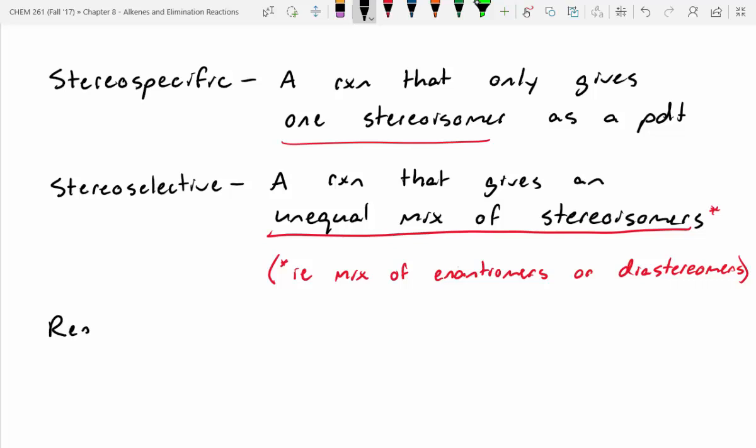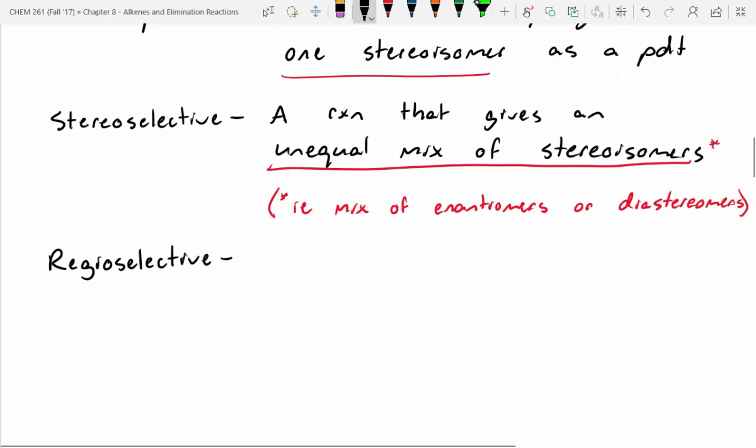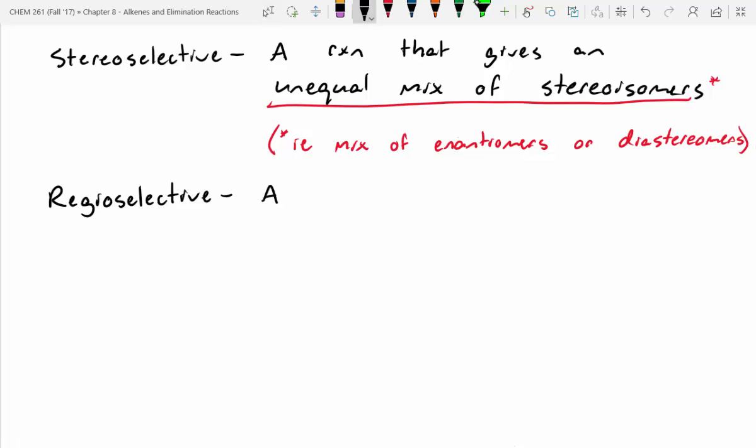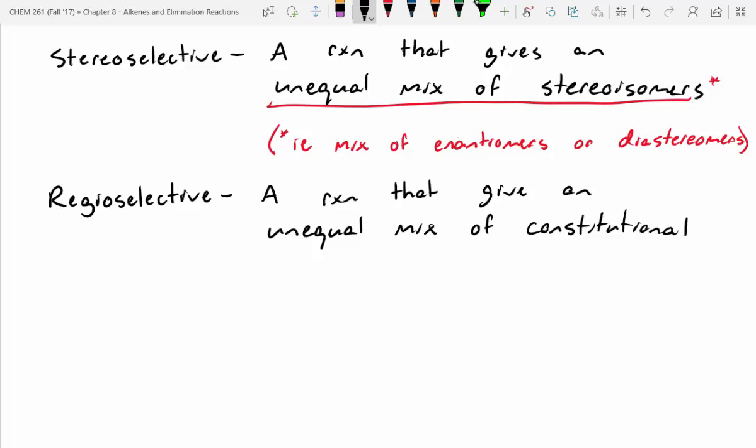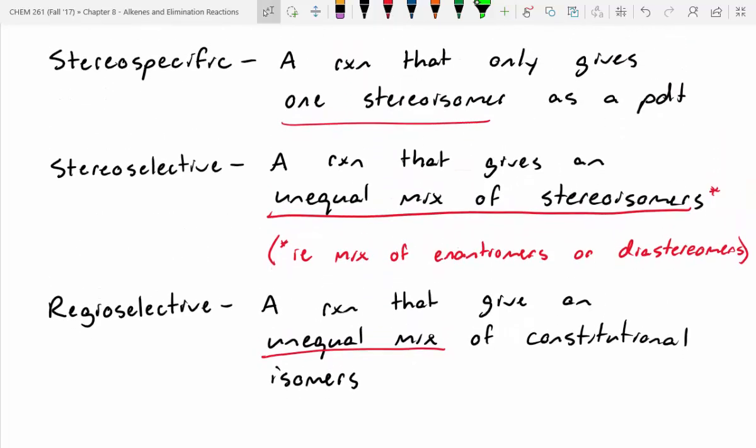This is regioselective. A regioselective reaction, do you think it's going to give one product or a mixture of products? Yeah, it's going to give you a mixture of products. Slightly different than stereoselective, though. In this case, your products aren't stereoisomers. They're going to be constitutional isomers. So again, the key word is an unequal mixture. That means selective, not specific. Specific means you only get one product.